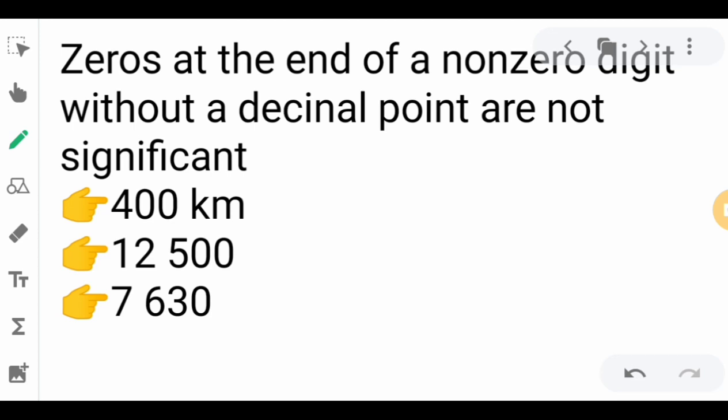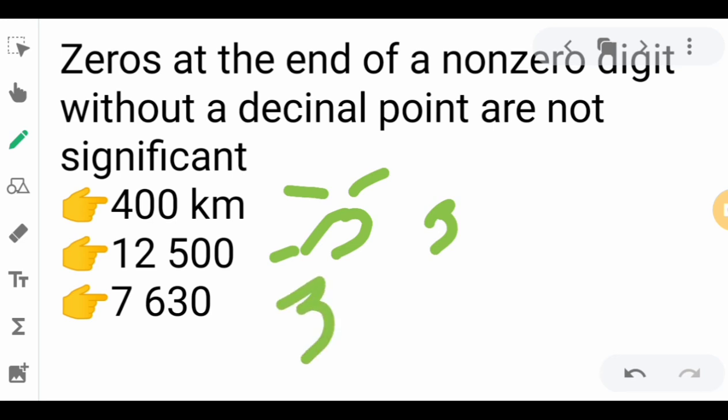So for the first example, we have here 400 kilometers. We only have here 1 significant figure. And then for the next example, we only have here 3 significant figures for 12,500, that is 3. And then for the last example, we have here 7,630. So this is as well 3 significant figures. Since we do not have the decimal point for the trailing zeros, we won't include the zeros here.